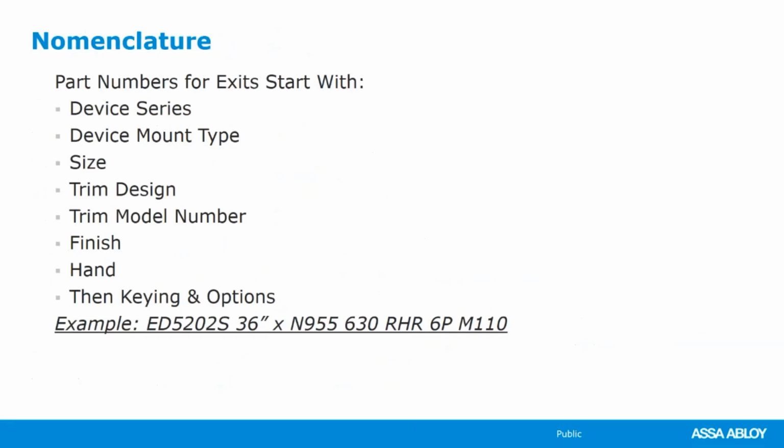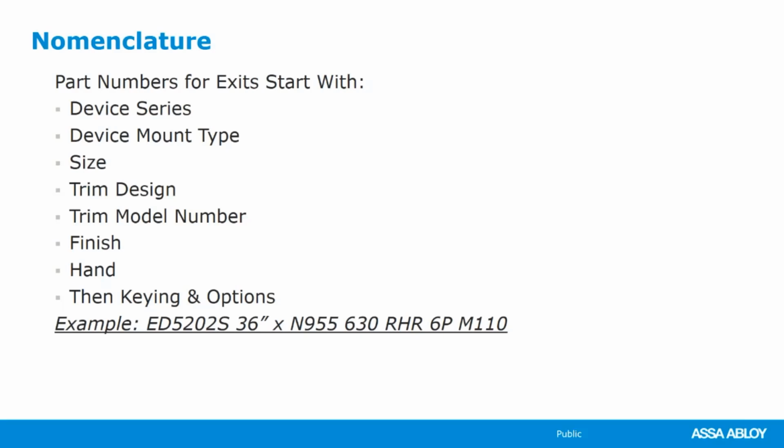Again, another review of our nomenclature. It starts with the device series, then the mount type, modifier for security, then the size of the device, our trim lever design, model number, then finish, then handing, and then our keying options. Our example here is an ED5202S, 36-inch, should be W036 by N955, 630, right-hand reverse, 6P, M110.